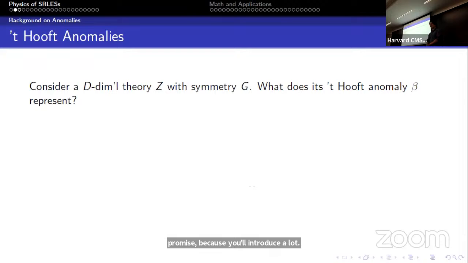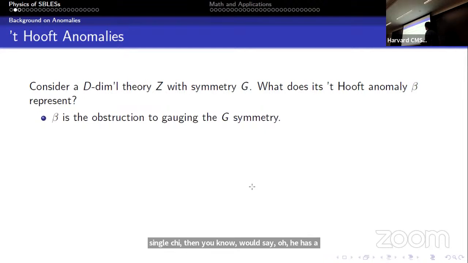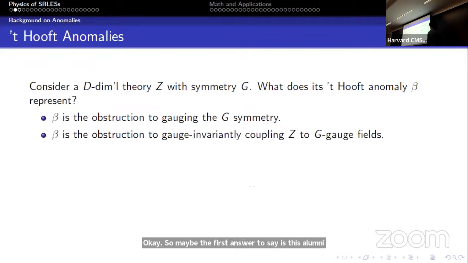Great. But let me first give some perspective on anomalies. If we have a d-dimensional theory Z with a symmetry group G, then we say it has a topological anomaly. What does that mean? Maybe the first answer is that the anomaly beta is the obstruction to gauging the G symmetry. This is a very familiar thing people say. Another answer, maybe a little more refined, is that beta is the obstruction to gauging, that is, coupling Z to G gauge fields. In some sense, people say making them local.